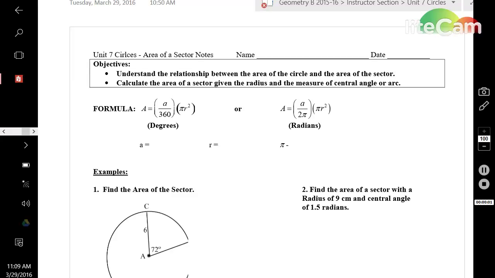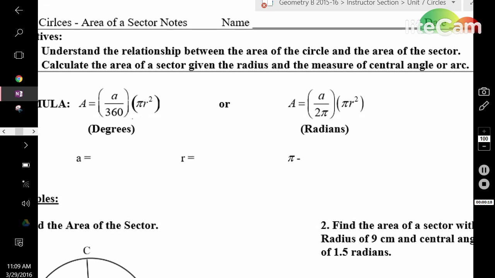In this video, your objectives are to find the area of a sector given the radius and central angle. Also, you are going to be finding the angle or radius given the area of the sector and the angle or the radius. You have these two equations, one for degrees and one for radians, depending on your angles.